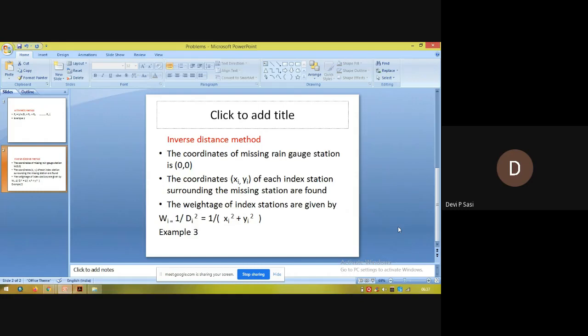So it will be more clear when you do a problem. So all of you take example 3. All of you take the course material. Example 3.